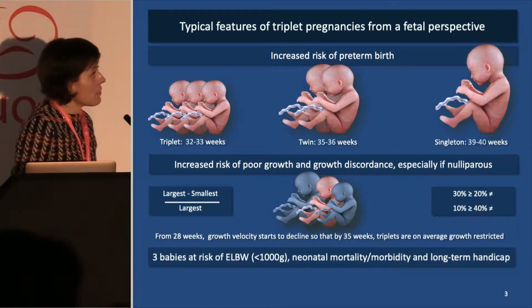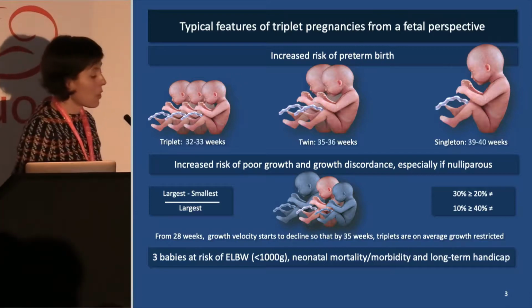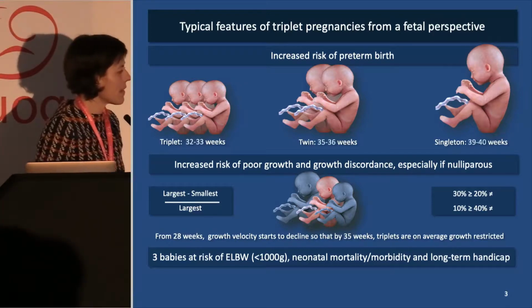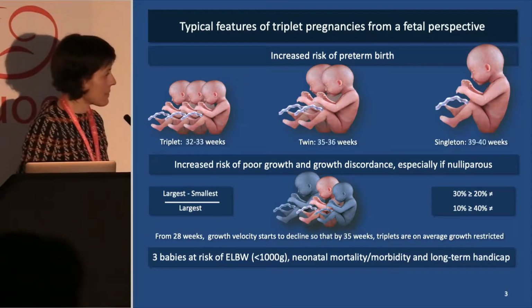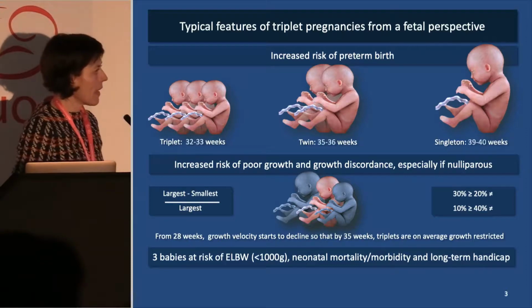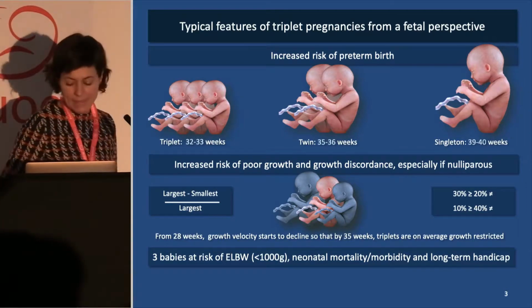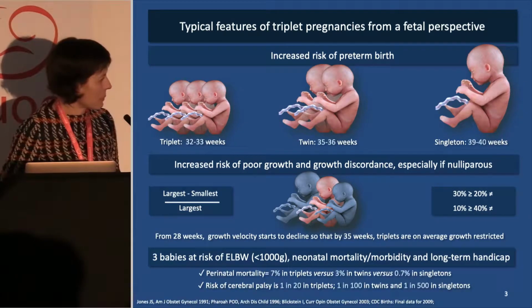Taking severe preterm birth and growth problems together obviously increases the risk of ending up with very small babies, extremely low birth weight babies, defined as babies weighing less than 1,000 grams at birth. And that's a major risk factor for neonatal mortality and morbidity and long-term handicap.